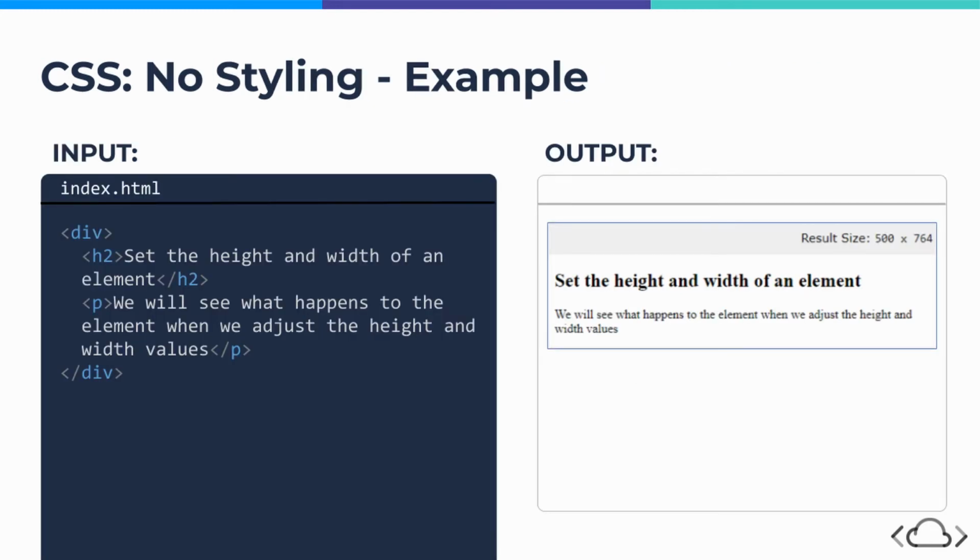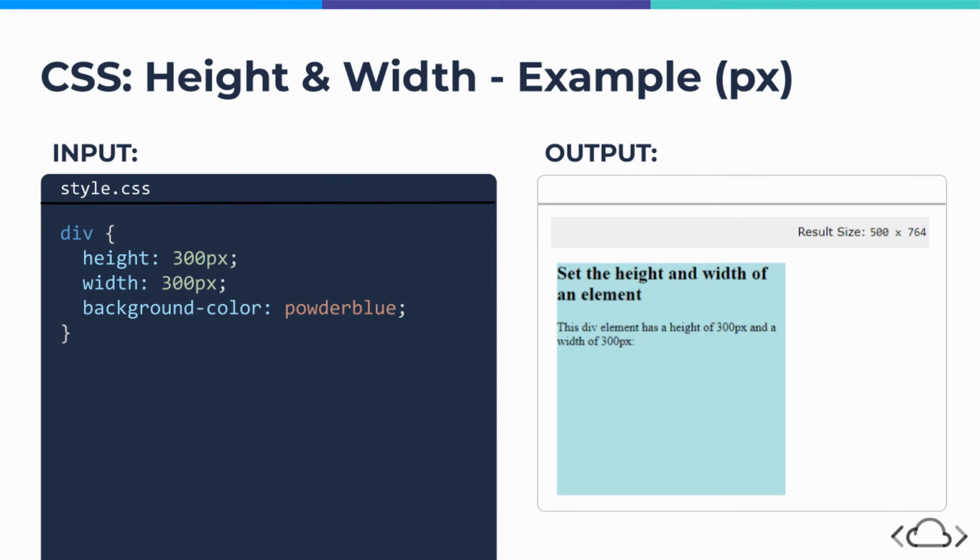Here is an initial example of no styling whatsoever of HTML elements, which contains an H2 and a paragraph inside a div container. Let's try applying some CSS to it. Here we applied some CSS to our div container. We can see that our div container has been resized to 300 pixels for height and 300 pixels for width. We set the background color to powder blue, so you can actually see the div container has been set to 300 pixels. The H2 and paragraph contained inside the div container has not been affected.